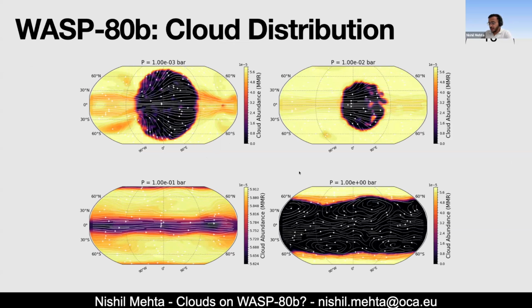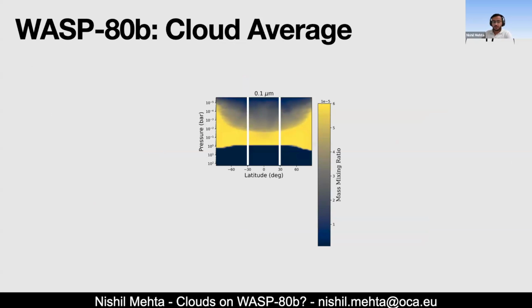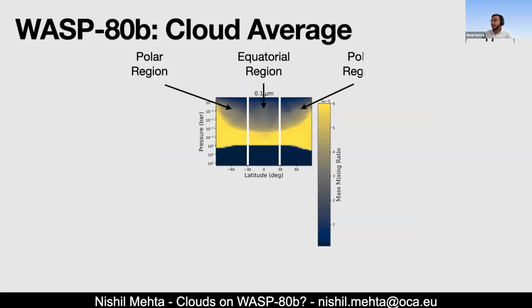Now, instead of having these cloud distributions in terms of cloud maps, we plot the clouds in terms of cloud averages. So here in this plot, I've shown the distribution of clouds over the pressure level as a function of latitude. And again, the yellow color shows the presence of the clouds. Here we can easily see that the equatorial region is depleted of clouds, which is because of the superrotating jet, whereas in the polar regions, the clouds are present.